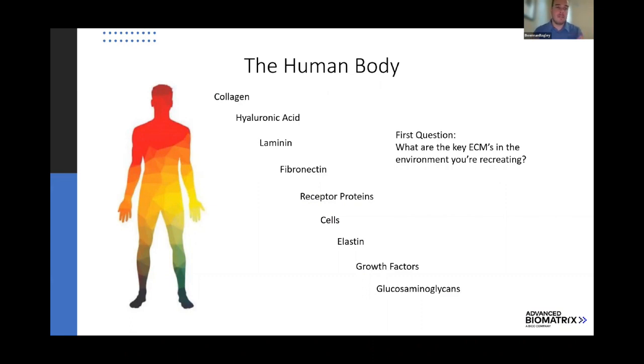Our body is composed of so many beautiful proteins and sugars and everything seamlessly working together. And so when we're talking to customers and researchers, the very first question we ask them when we're trying to help them advance their research is, what are the key ECMs in the environment or the tissue that you're trying to create? If they want to make a skin model, or they're trying to bioprint a piece of heart tissue or a liver or lung models, what are the ECMs of that environment? So let's first solve that problem, answer that question.